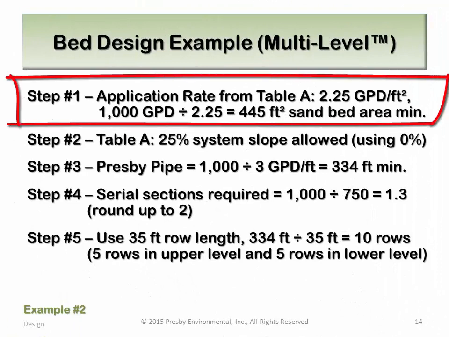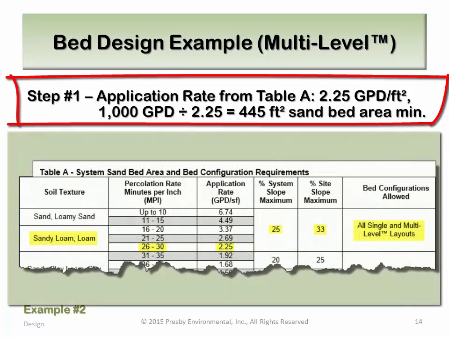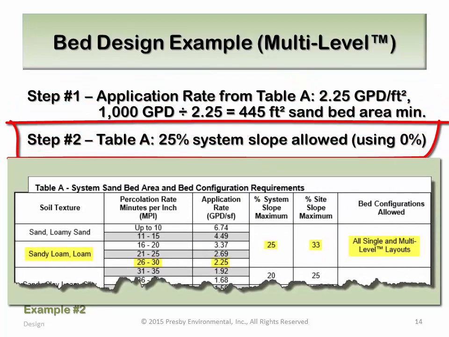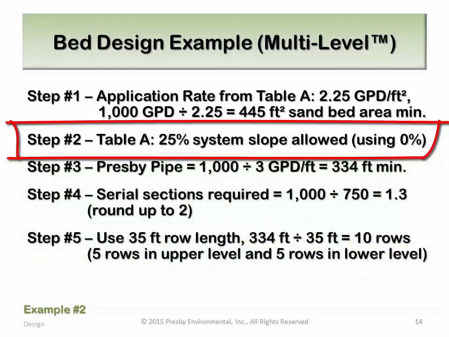In step 1, we use Table A to find the equivalent soil application rate for 30 MPI, which is 2.25 gallons per day per square foot. Dividing our 1,000 gallons of daily flow by 2.25 results in a minimum of 445 square feet of system sand bed area being required. Step 2 is not needed for our bed because we're constructing it level. However, Table A would allow the system to slope up to 25%.